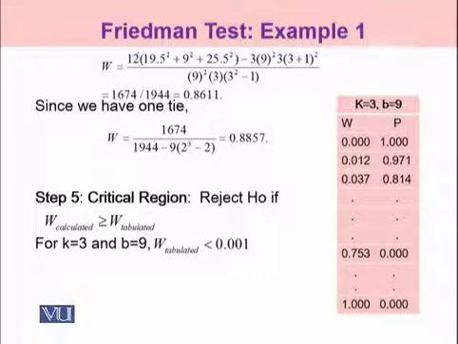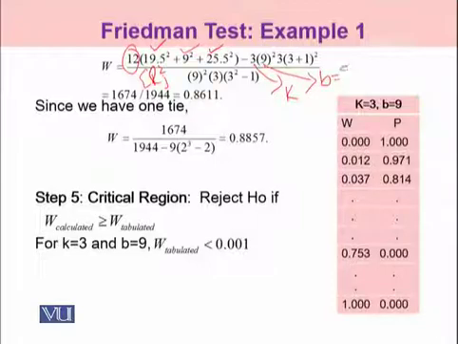In W, you will have 12 times the summation of R_j squared. So you square 19.5, plus R2 squared, plus R3 squared, minus, students, this 3 stands for the treatments you have had, and then we have B squared, where B stands for the blocks. There were 9 blocks in total, multiplied by K into K plus 1 whole squared, divided by B squared into K squared minus 1. Upon calculation, we got the value of W as 0.8611.